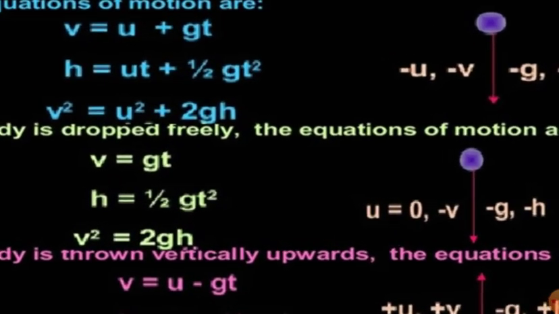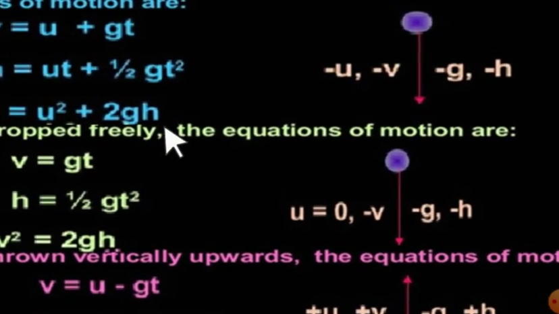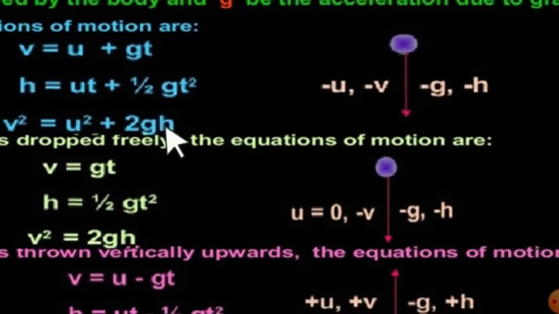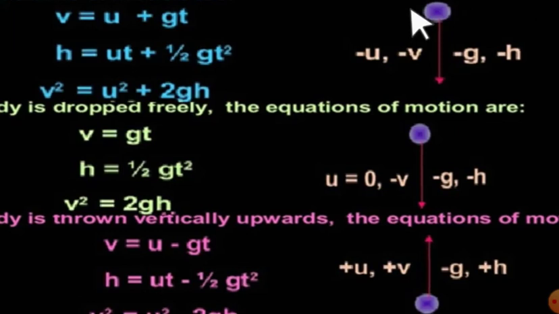So you have to take this sign convention when the object is falling downward: initial velocity, final velocity, acceleration due to gravity, height. These will all be taken as minus. Got it? You have to remember this. Initial velocity, final velocity, acceleration due to gravity, height need to be taken as negative, but you can't take time as negative. So except time, the others are all negative.